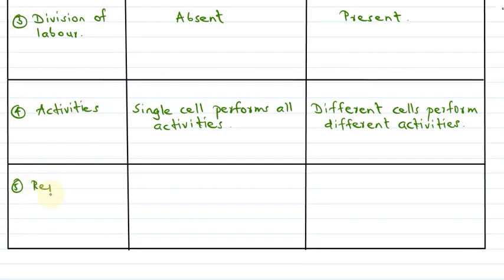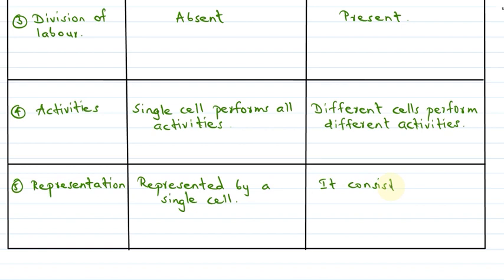Okay. Then after that, the last point of differentiation would be based on the factor of representation. So in unicellular organisms it is represented by only a single cell. Whereas in case of multicellular organisms, it consists of a large number of cells. Okay, so these are a few of the differences between the unicellular organisms and the multicellular organisms.